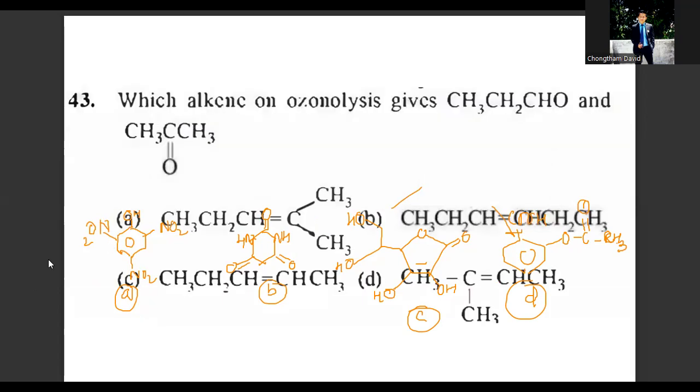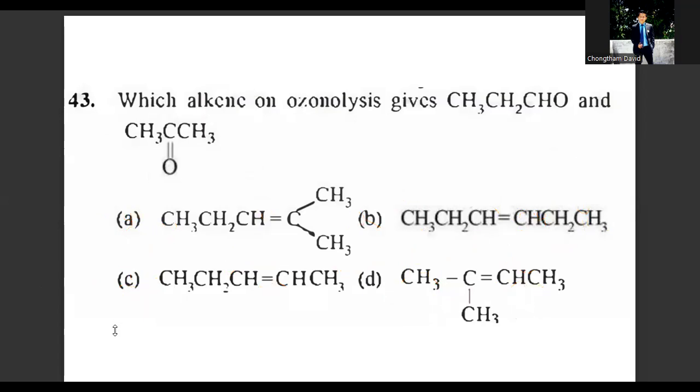Question number 43, last third question. Which alkene on ozonolysis gives propanaldehyde and propanone? Write down the ozonolysis reaction. You have a double bond, CH3. When this undergoes ozonolysis, what does it give? It gives out ozonide. This will be unstable.